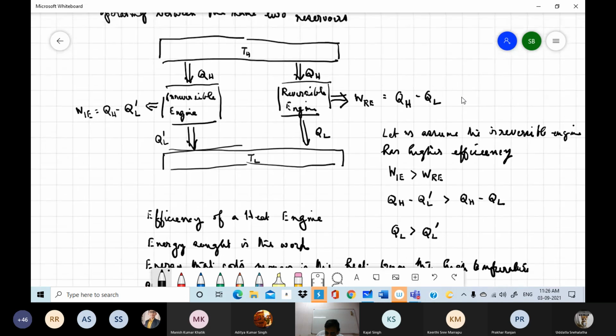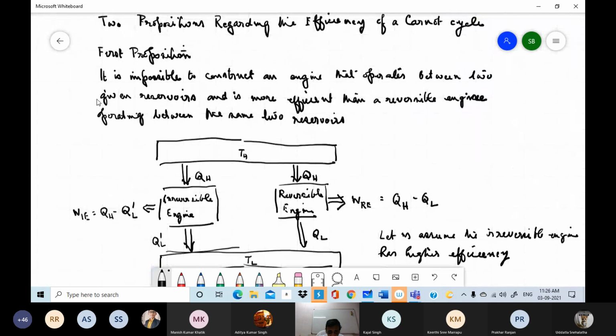Now this goes against the assumption of the first proposition. It says that it is impossible to construct an engine that operates between two given reservoirs and is more efficient than a reversible engine. It says that an irreversible engine cannot be more efficient than a reversible engine. So we are trying to prove by contradiction that that is not possible. So we are assuming that, okay, let me assume that the irreversible engine has higher efficiency.